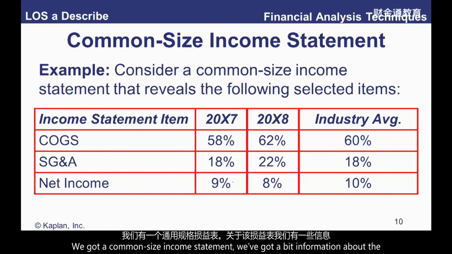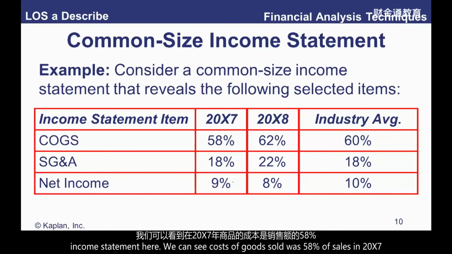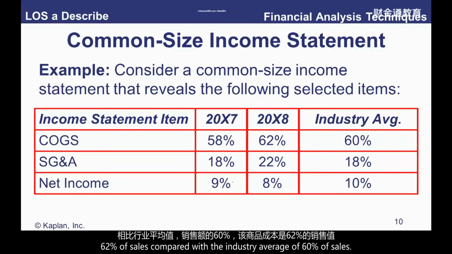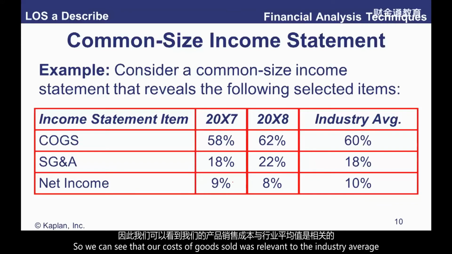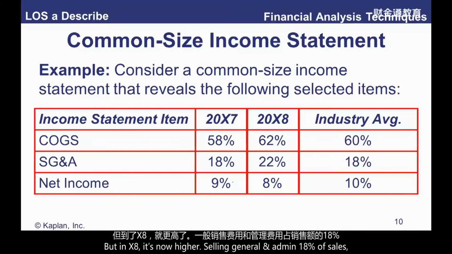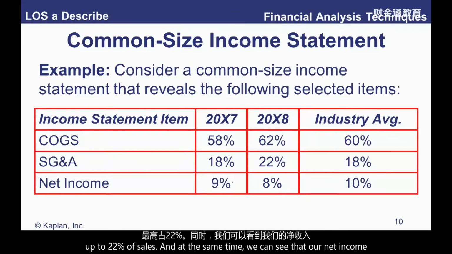We've got a bit of information about the income statement here. We can see that cost of goods sold was 58% of sales in 20x7, 62% of sales compared to an industry average of 60% of sales. So we can see that our cost of goods sold was lower than the industry average, but in X8 it's now higher. Sales, general and admin, again, has gone from a value that's very close to the industry average, 18% of sales, up to 22% of sales.